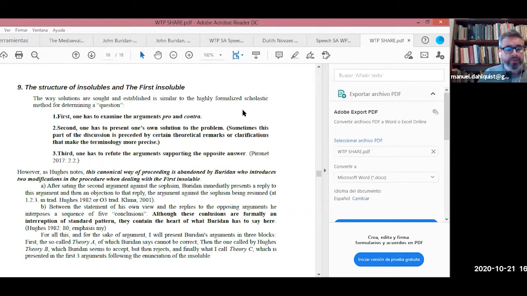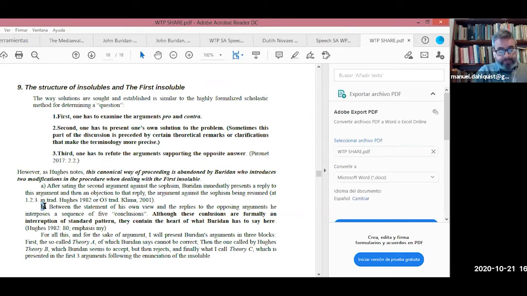However, as Hughes notes, this canonical way of proceeding is abandoned by Buridan, who introduced two modifications in the procedure when dealing with the first insoluble. I'm very interested in the second. B, between the statement of his own view and the replies to the opposing arguments, Buridan interposed a sequence of 5 conclusions. These conclusions are formally an interruption of the standard pattern. They contain the heart of what Buridan has to say here.